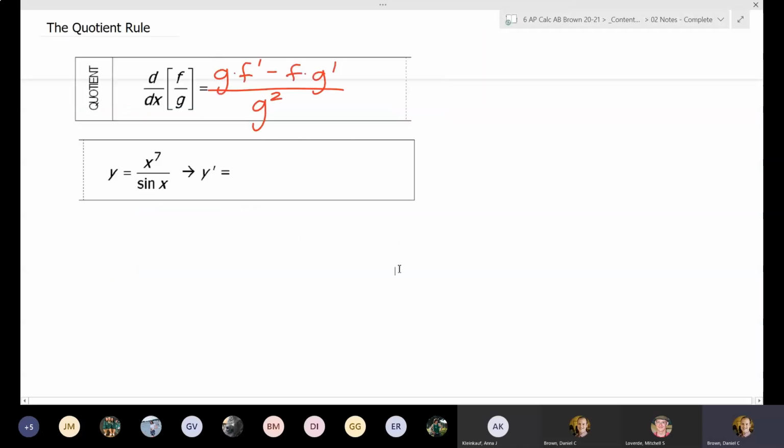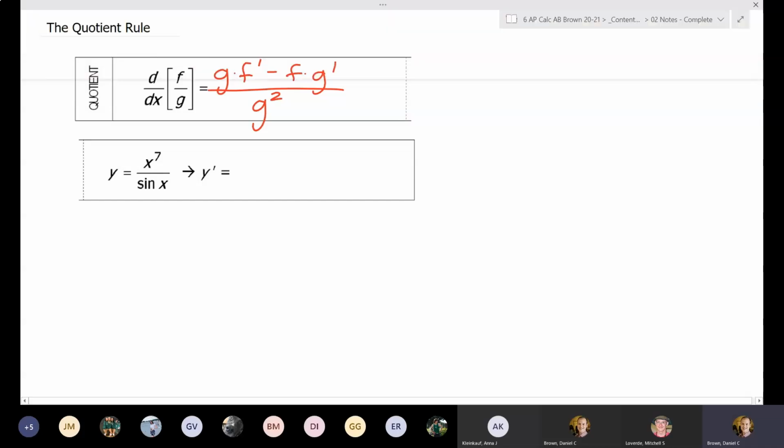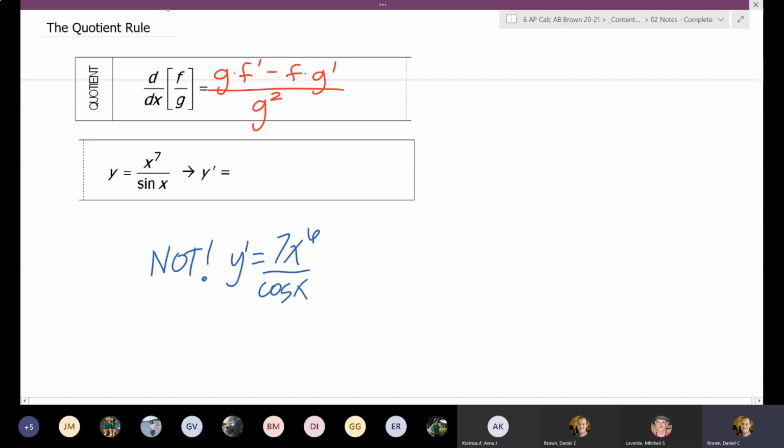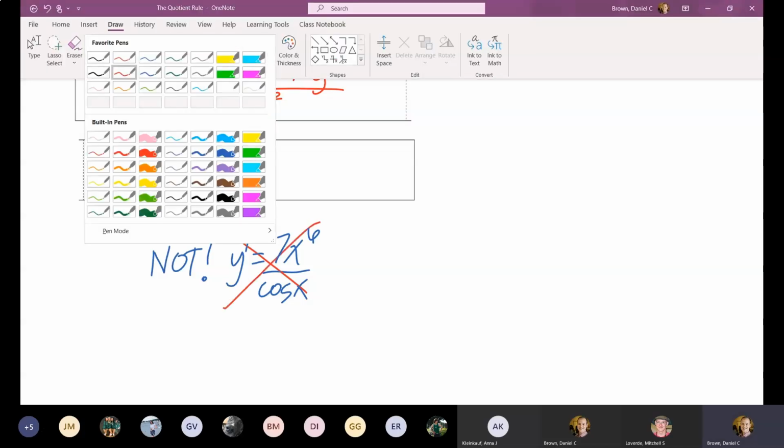So to go back to this example, I have y is equal to x to the 7th over sine of x. Similar to the product rule, you cannot just take the derivative of each part. You can't just say 7x to the 6th over cosine of x. That would be really nice if you could, but math does not work out that way. We do need to do the quotient rule.